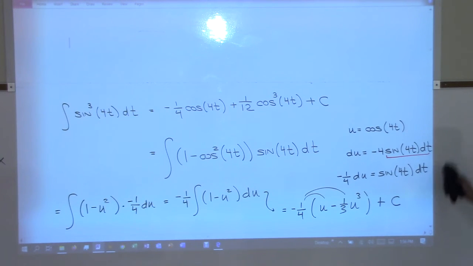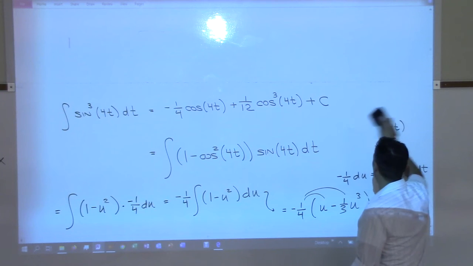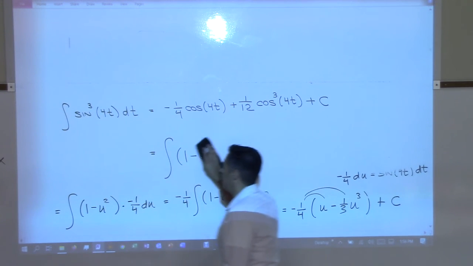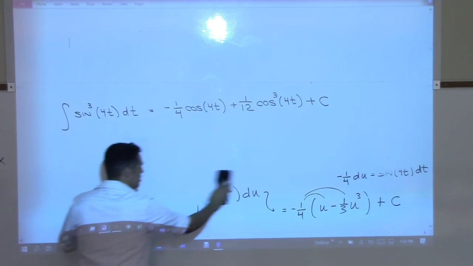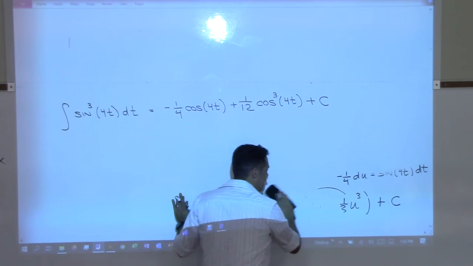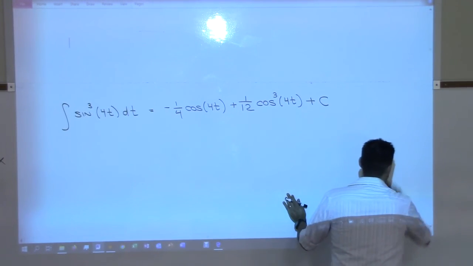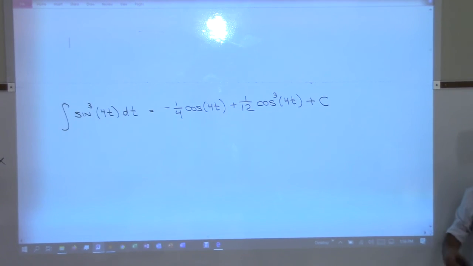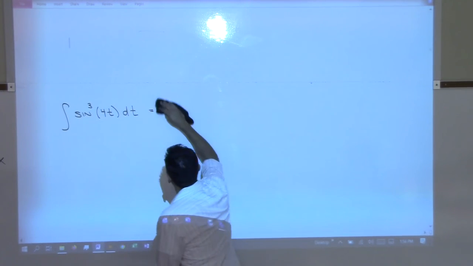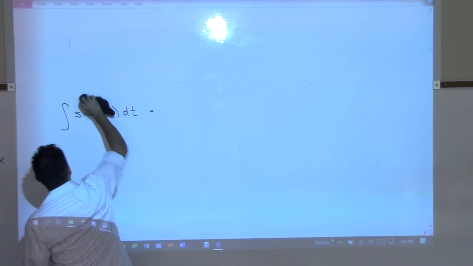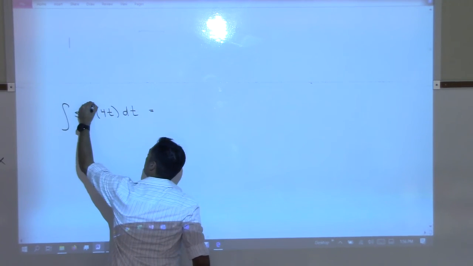Yeah? So if you have sine to an odd power, you're going to peel off one factor of sine. The even power that's left, you're going to rewrite using the Pythagorean identity, and then use cosine, just crank it out, right? So let's do this. I'm going to change the problem. You ready? Let's do that same problem to the 5th power.